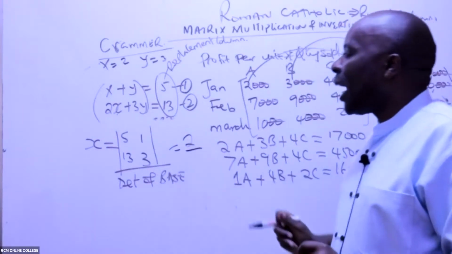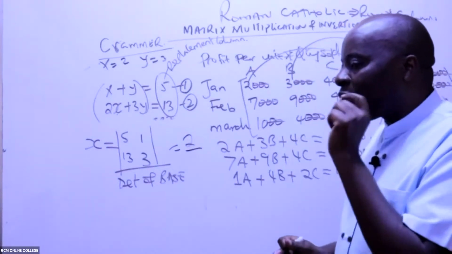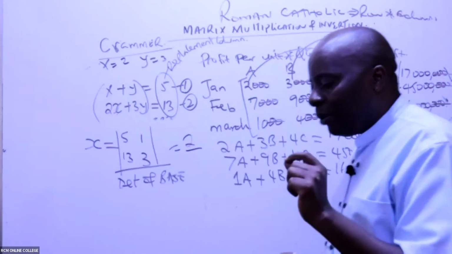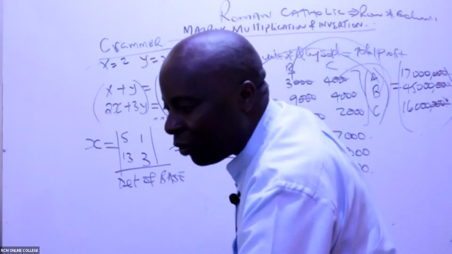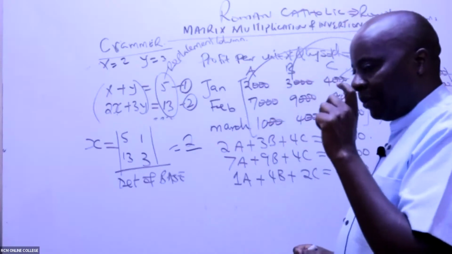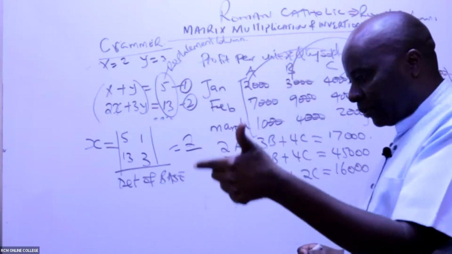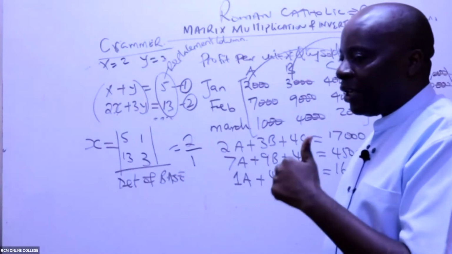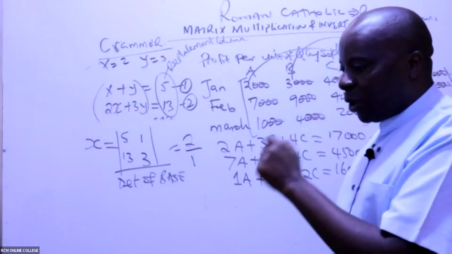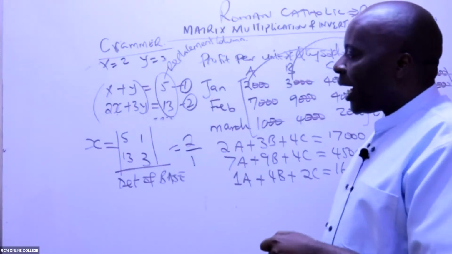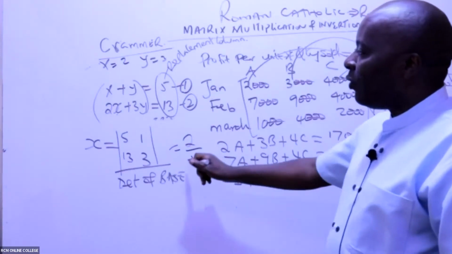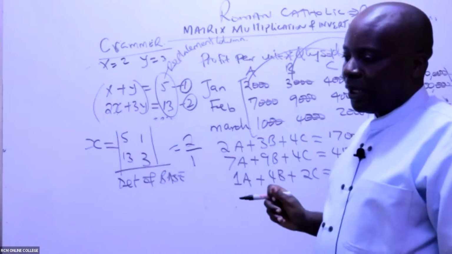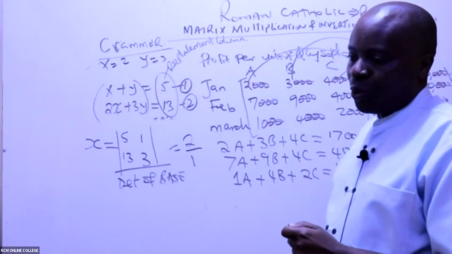Divide by, are we able to remember the determinant of the base? We found this earlier on. The determinant of the base was 1. So 2 divided by 1 gives me what figure? Are you able to see that at the end of the day, the value of x will be 2? The value of x is 2.